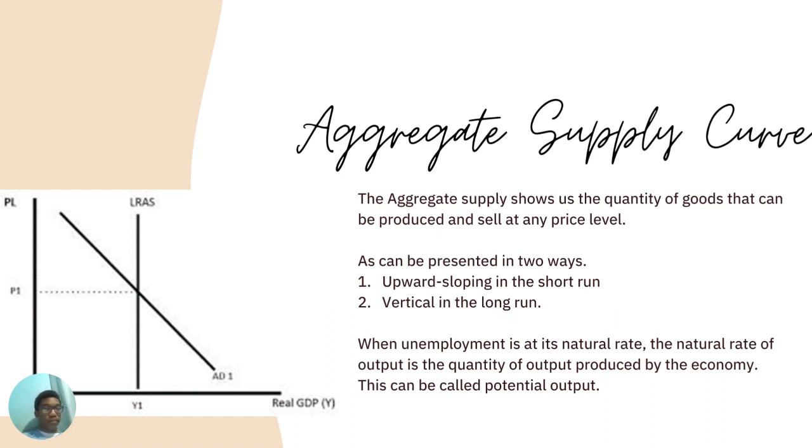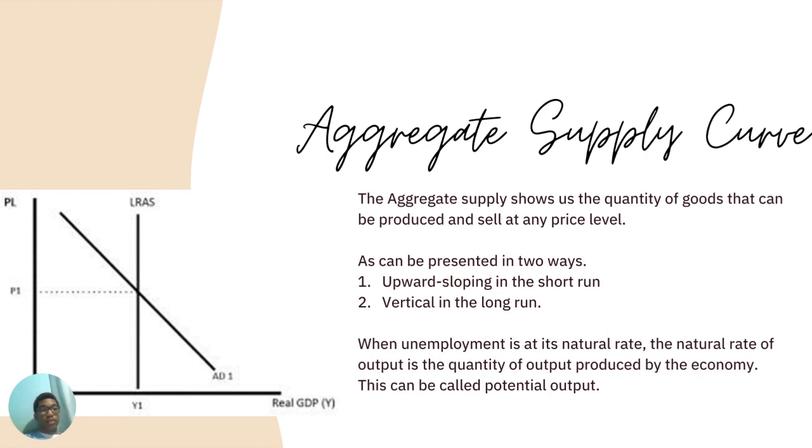The aggregate supply curve shows the quantity of goods that can be produced at any price level. There are two ways in which the aggregate supply curve can be presented. As we can see in the graph, we have the upward sloping curve in the short run, and the vertical curve in the long run.